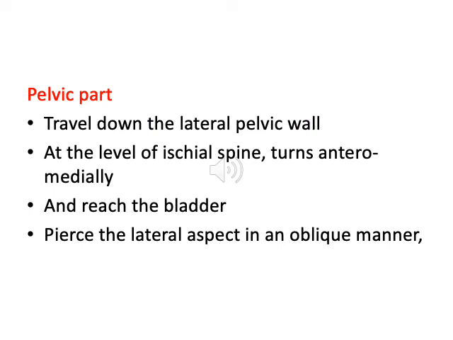The pelvic part of the ureters travels down the lateral pelvic wall. At the level of the ischial spine, the ureter turns anteromedially and reaches the bladder, piercing the lateral aspect of the bladder in an oblique manner.